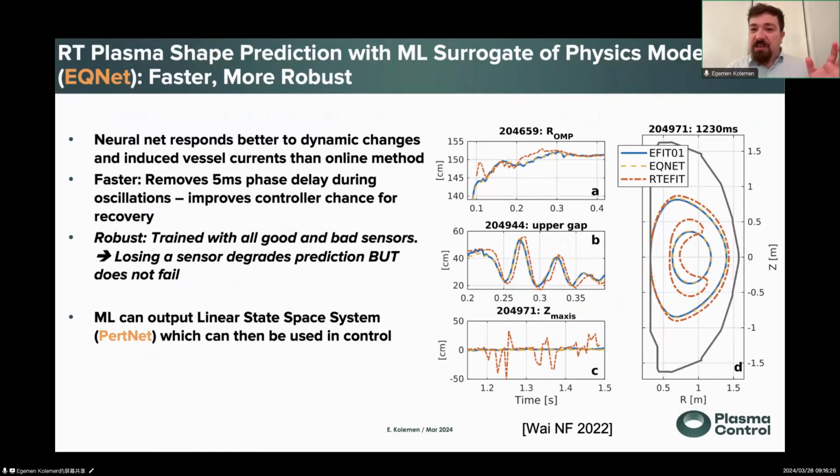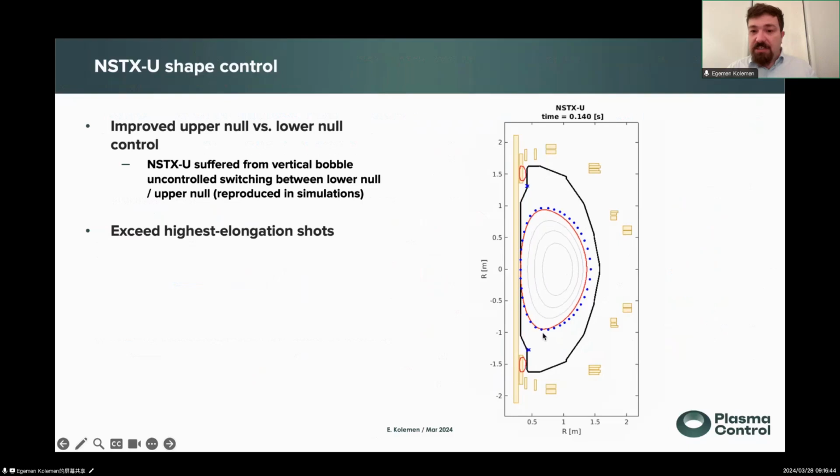But if you do machine learning to find a surrogate model for your PDE solving, you get perfectly nice equilibrium reconstruction, and you can do much better control because you lose this 5 millisecond delay and all these weird jumps. And that allows you, this is NSTX, to control NSTX, this is simulation, to much higher elongation stretch. And that elongation is good for better confinement, better fusion. So this is work that my student did for NSTX. Now he's working for CFS. He did the startup for CFS.